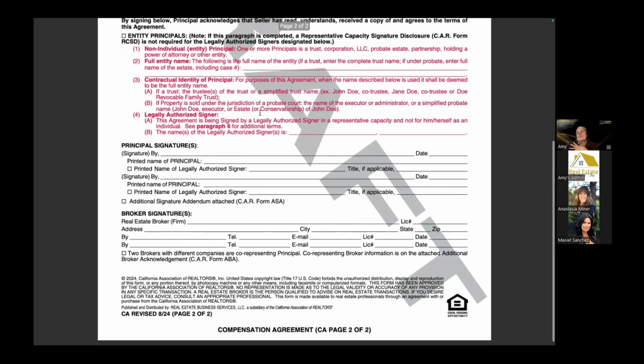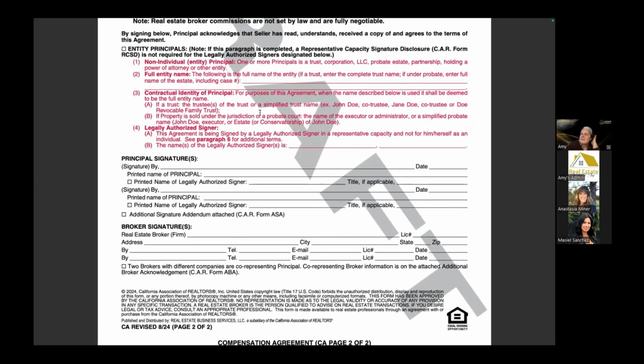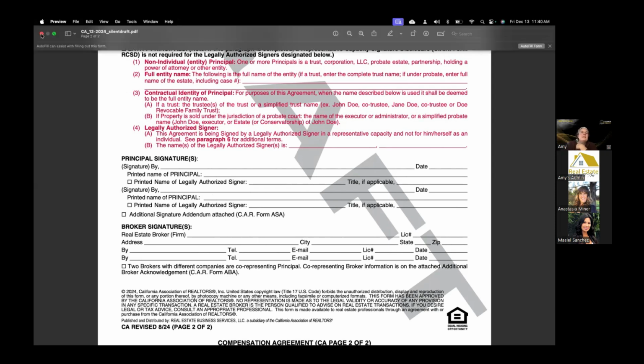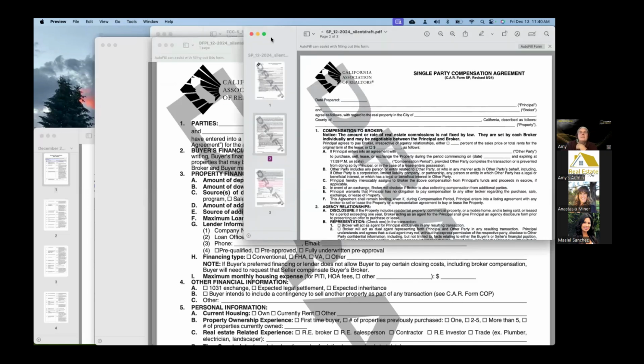They just add for entity principals, the same thing we've seen on several of the other forms where they've updated this for a non-individual entity principal. So somebody who's a trust, corporation, LLC, probate, partnership, holding power of attorney or other entity. The full name of the entity, the contractual identity principal, and then who is the legally authorized signer. So that was really the only change to that one. I can just close out of that from there.